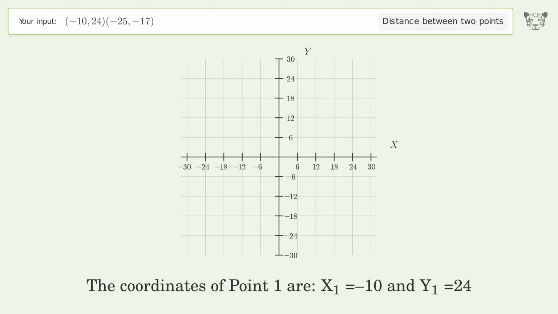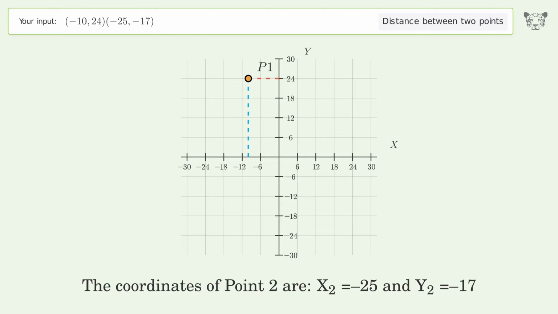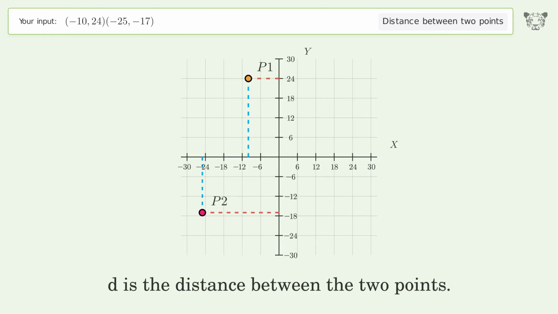The coordinates of point 1 are x1 equals -10 and y1 equals 24. The coordinates of point 2 are x2 equals -25 and y2 equals -17. D is the distance between the 2 points.